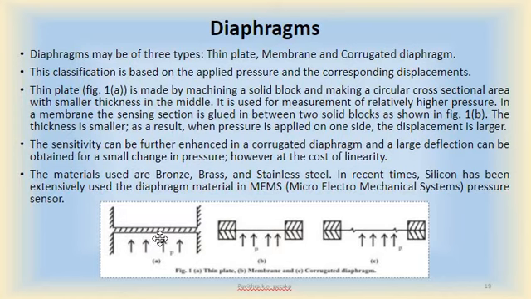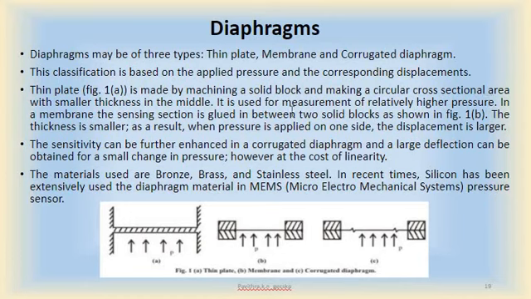It is made by machining a solid block and making a circular cross-sectional area with small thickness at the middle. Here at the middle you can see that the thickness is small, and a solid block is converted into a circular cross-sectional area, with the cross-section made small at the middle. This system is used for measurement of relatively higher pressure.